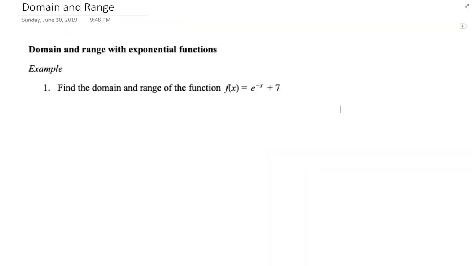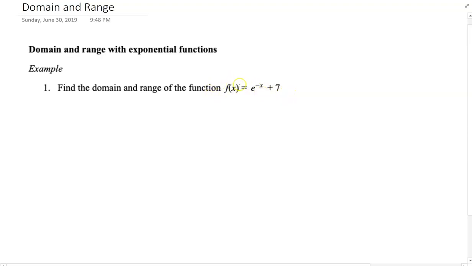Now let's shift gears a little bit to talking about domain and range of exponential functions. Now look at the example, find the domain and range of the function f of x is equal to e to the negative x plus 7.